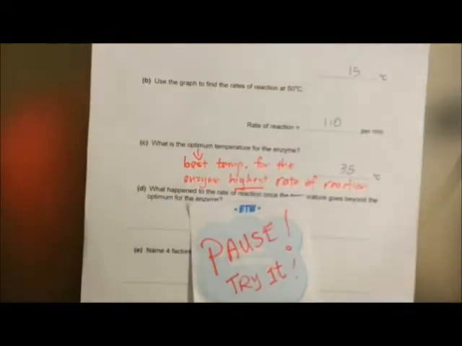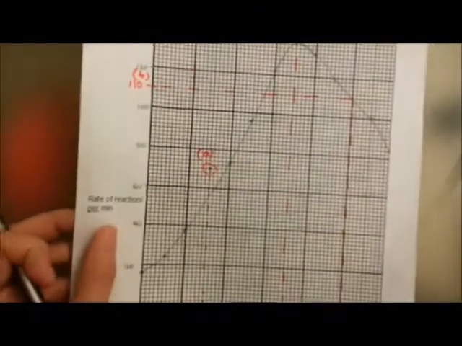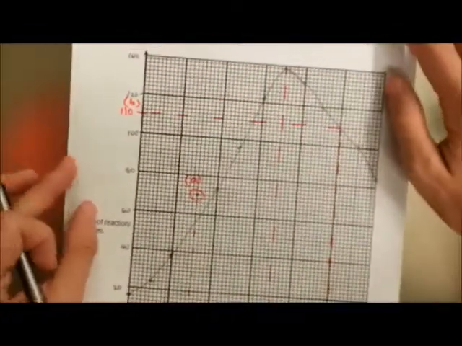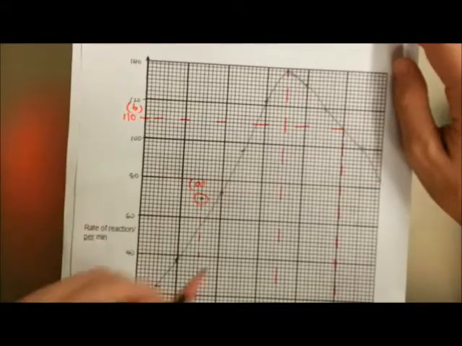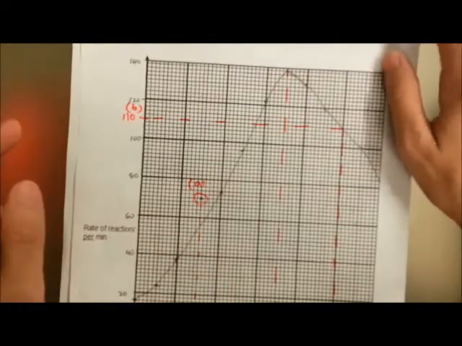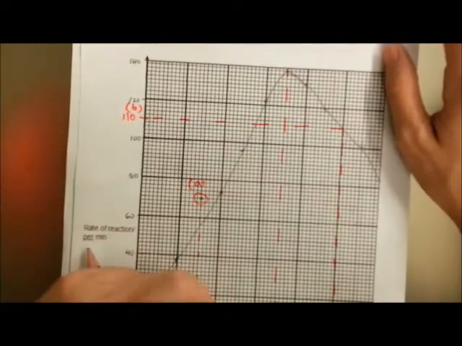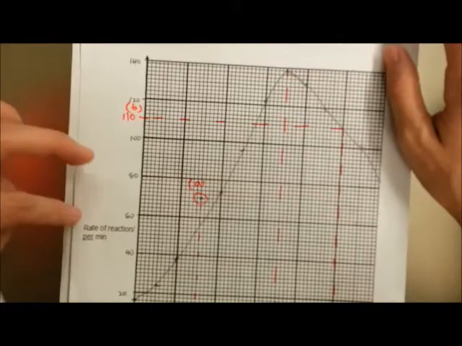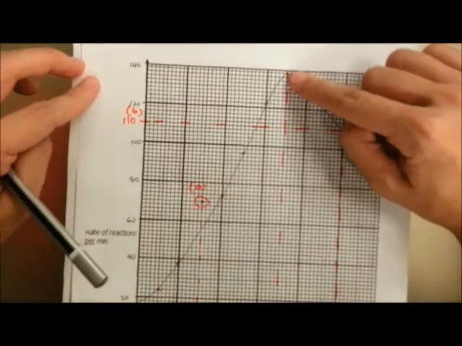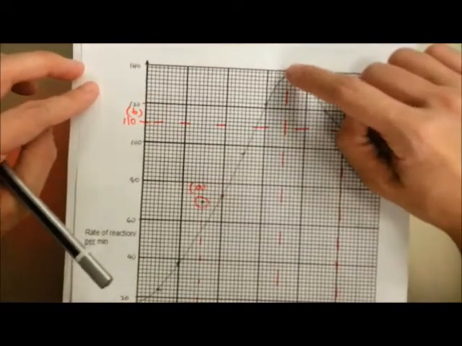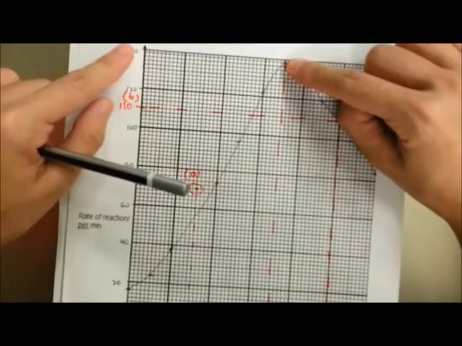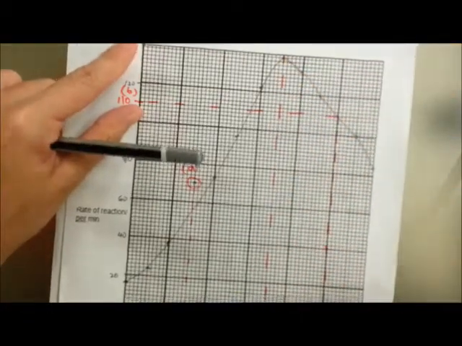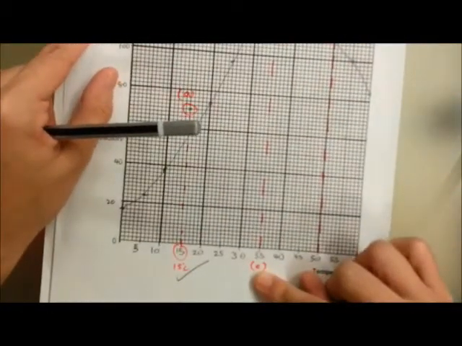You ready? Now, let's look at the graph. Here's my answer. Optimum temperature, the temperature that is the highest. No, sorry, I repeat myself. Optimum temperature, meaning the temperature where I have the highest rate of reaction. This is the highest point. It is also the highest rate of reaction per minute. What is the temperature? The temperature is at 35 degrees Celsius.